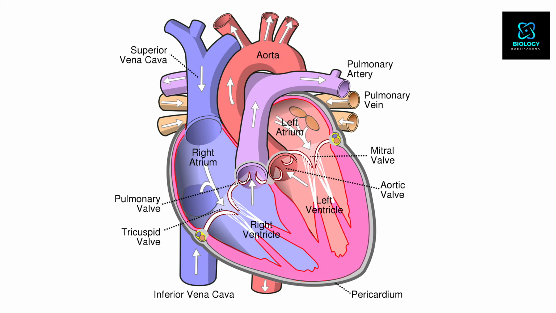The heart is divided into 4 chambers. The upper 2 chambers are auricles, the right auricle and the left auricle. The right auricle receives impure blood while the left auricle receives pure blood. The lower 2 chambers are ventricles, the right ventricle and the left ventricle. The right ventricle pumps impure blood while the left ventricle pumps pure blood.